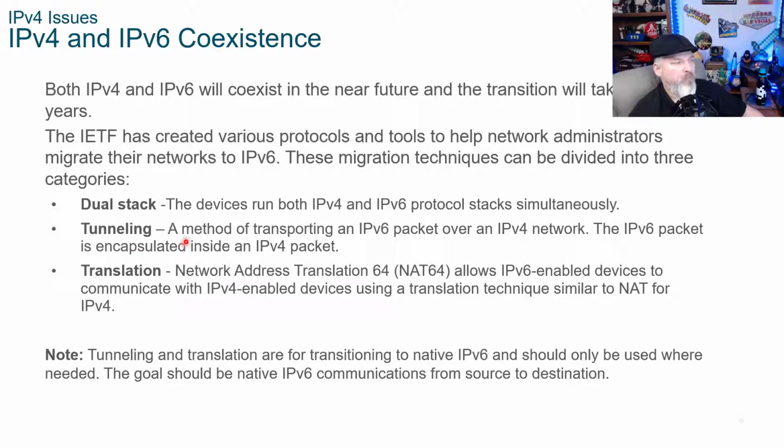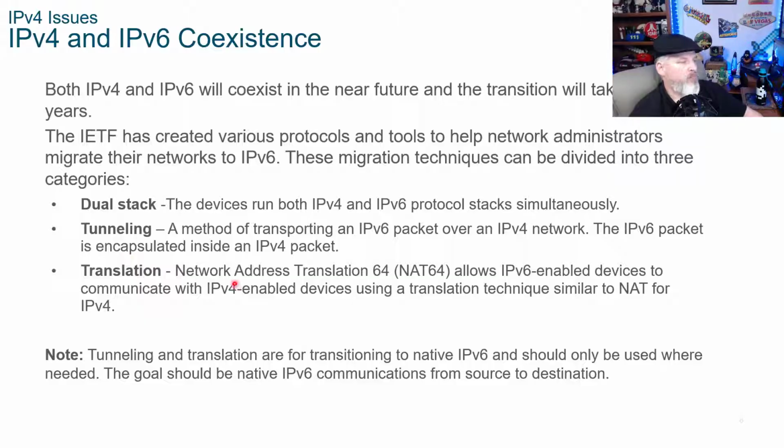You have tunneling. That's a method of transporting a V6 packet over a V4 network. The V6 packet is encapsulated inside the V4 packet, so the V4 device doesn't see that V6 address. It just takes those packets and passes them along, and when it gets to the other end, it gets de-encapsulated or unencapsulated, and then the network devices on the other side can read that V6 address.